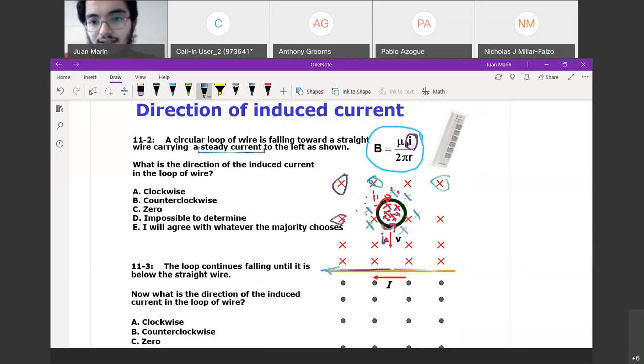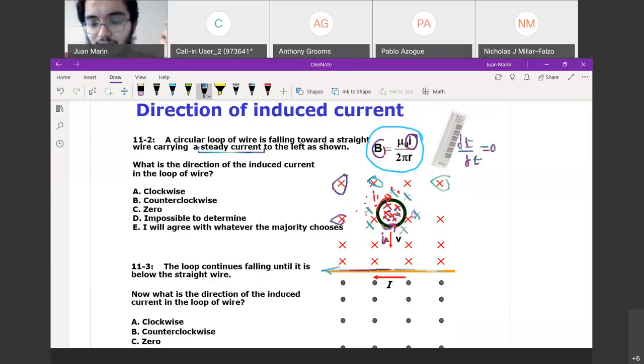It says it's a steady current, right? When they say it's a steady current, if this value is steady, it's constant, what happens with di/dt? Well, di/dt is zero, right? So if di/dt is zero, dB/dt must be zero. So the field is constant. Magnetic field is constant.